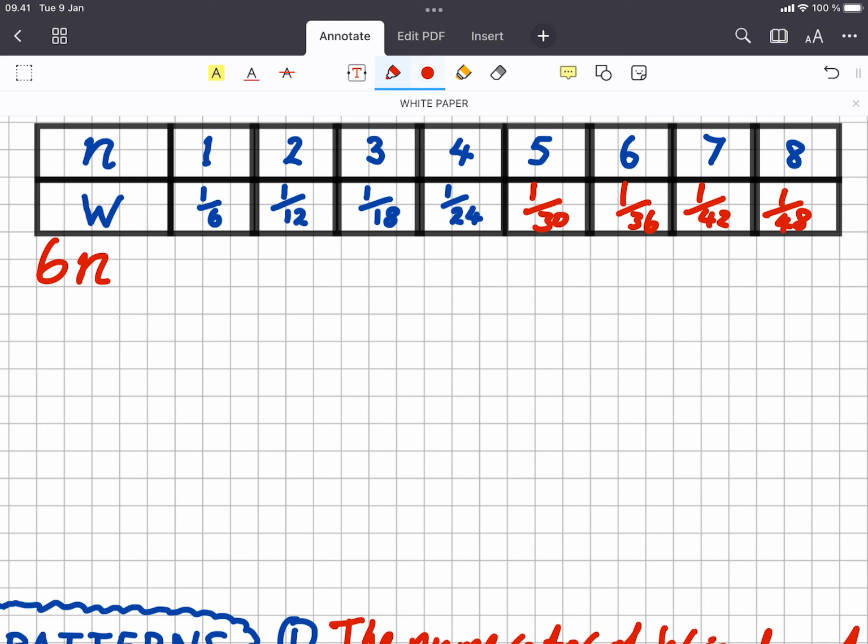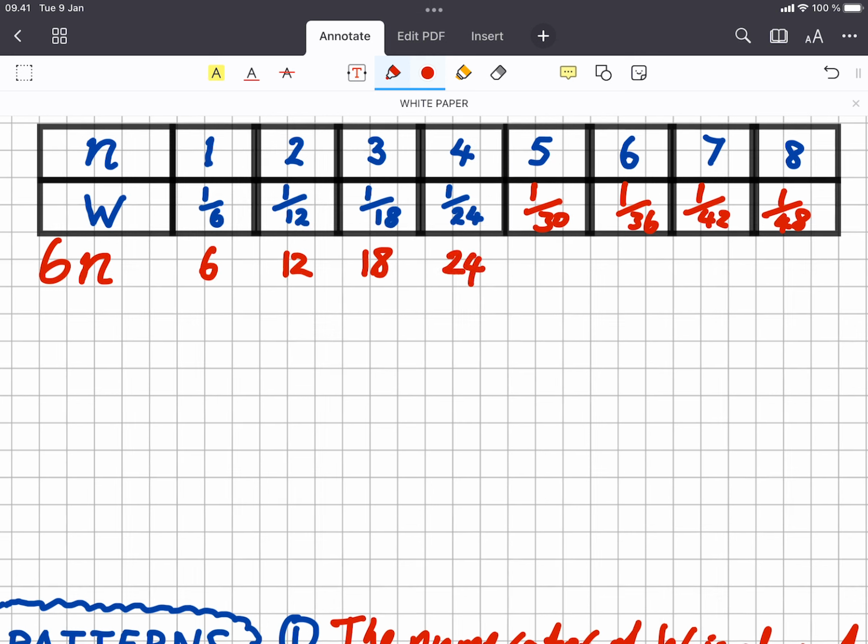So if the rule was just 6n, then the first one would be 6 times 1, 6. The second one would be 6 times 2, 12. The third one would be 6 times 3. And the fourth one would be 6 times 4. And so on. And we can see that, in fact, those are just the denominators. So if the rule 6n gives us the denominators, then 1 over 6n gives us a 6th, a 12th, an 18th, a 24th, which are the numbers we want.